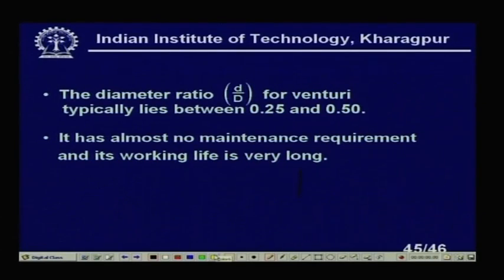if you look at this one, if this edge becomes less sharp, instead of like this one it gets like this one, and this is getting like this one, then the entire calibration will go wrong. So this type of situation does not arise in the case of the venturi meter. That is the great advantage of the venturi meter.